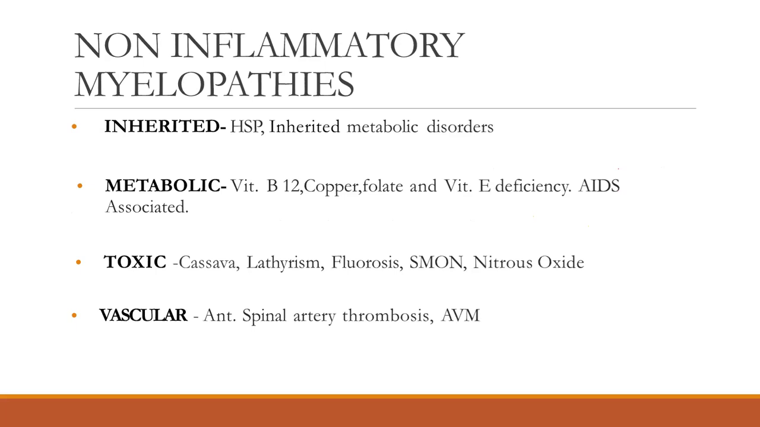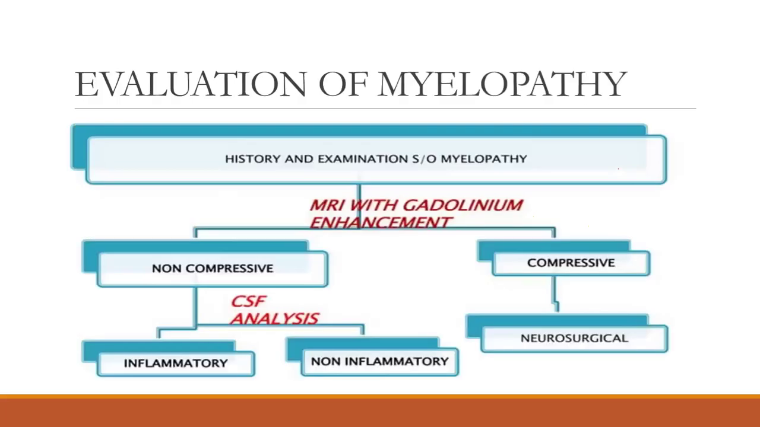Coming to non-inflammatory myelopathies, they are majorly of 4 types. That is inherited, such as hereditary spastic paraplegias and inherited metabolic disorders. And in metabolic: vitamin B12 deficiency, copper deficiency, folate and vitamin D deficiency. AIDS-associated myelopathies are also non-inflammatory. Coming to toxic: cassava poisoning, lathyrism, fluorosis, and nitrous oxide poisoning. And vascular: anterior spinal artery thrombosis and AV malformations.